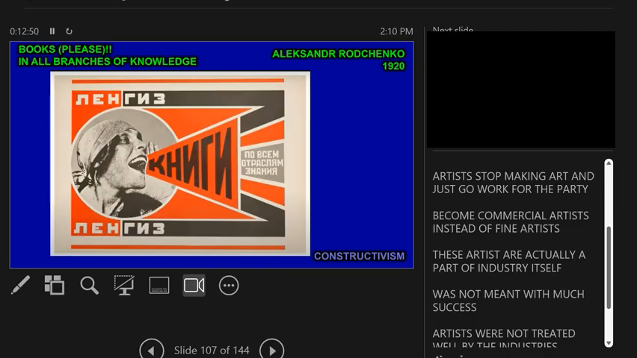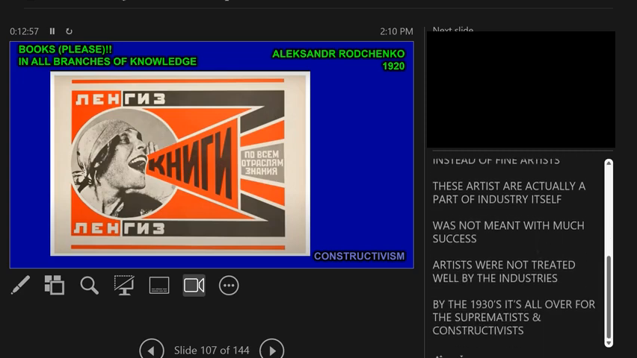Artists stop making art and just go to work for the party. And they become commercial artists instead of fine artists. These artists are actually a part of the industry itself, or they were not met with much success. Artists were not treated well by the industries. And by the 1930s, it's all over for the suprematists and the constructivists.